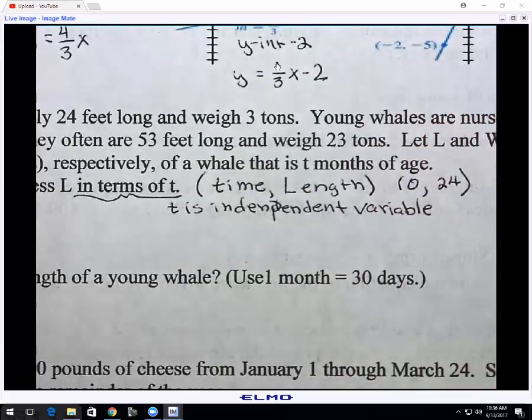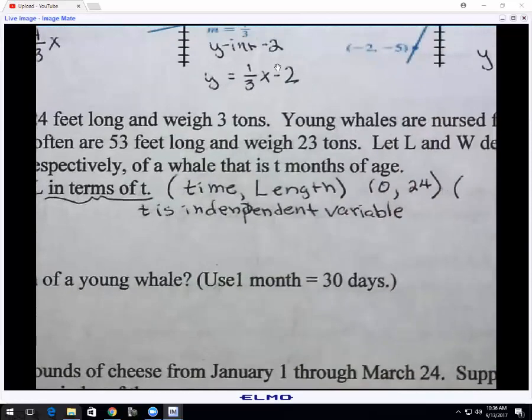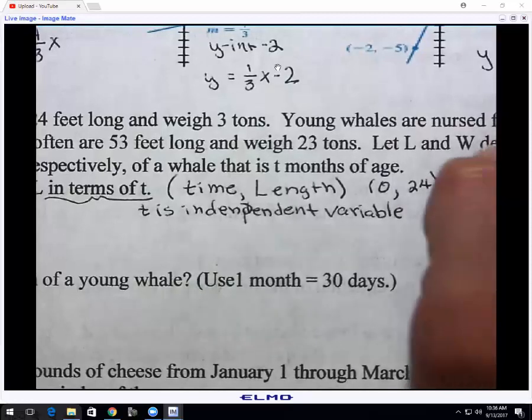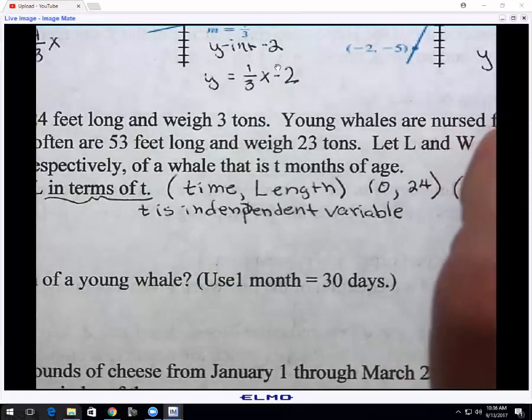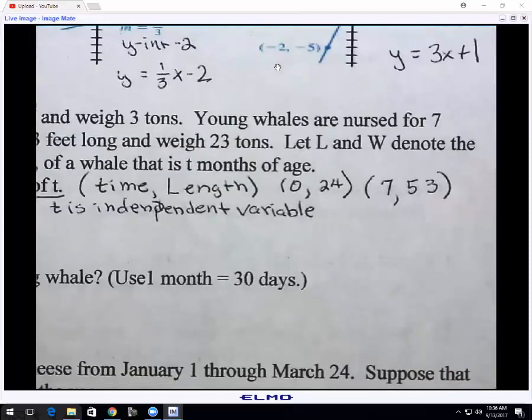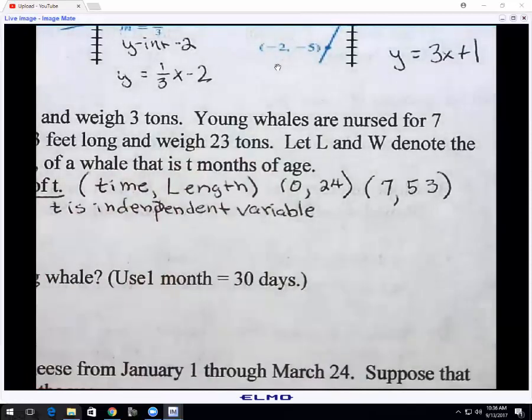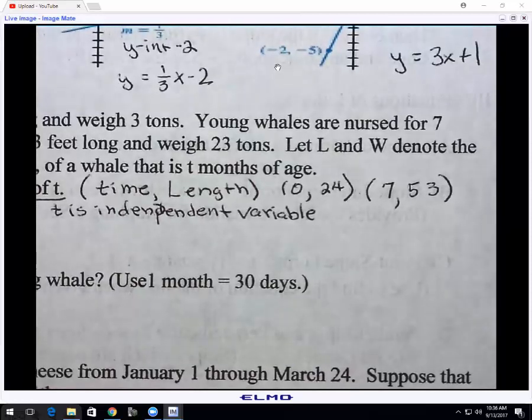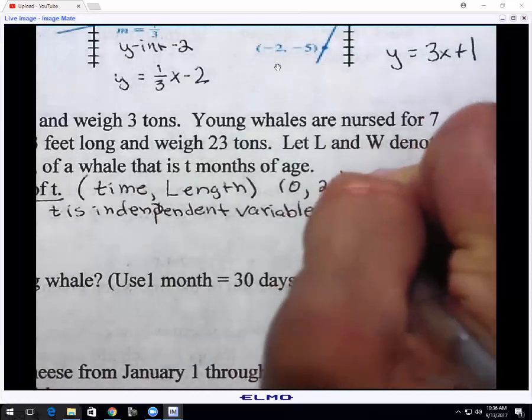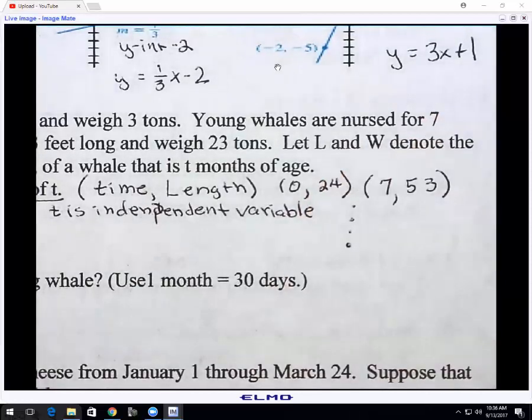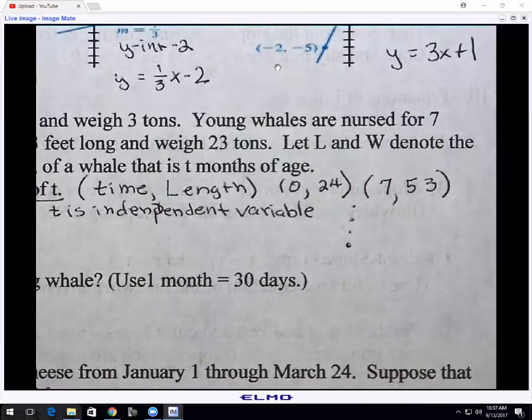And then what's the other ordered pair? At 7 months, the whale is 53 feet long. The 3 tons and the 23 tons weren't relevant for what we were asked in this problem. I'm going to say (0, 24) and (7, 53), because I know that if you have 2 ordered pairs, you can find the slope and you can find the equation of the line.